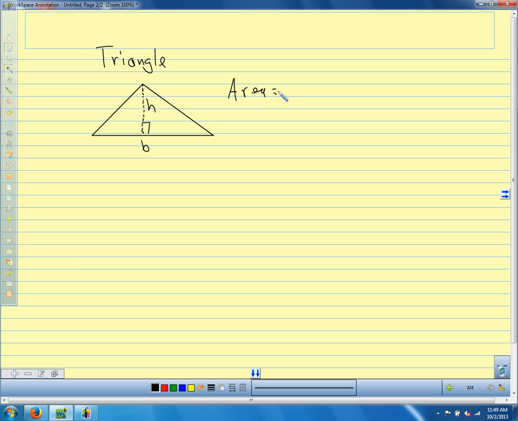So for a triangle, what's our formula for the area of a triangle? Base times height divided by 2. And that's units squared. And sometimes I will say base times height divided by 2 is fine. That's the same as saying 1/2 base times height. So sometimes I'll say 1/2 base times height. Means the same thing as base times height divided by 2. They're the same thing.